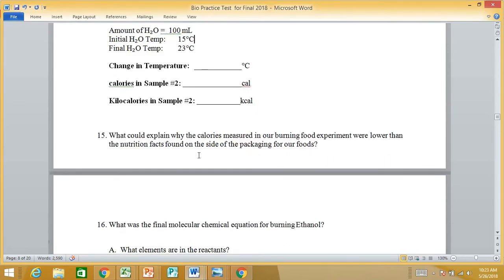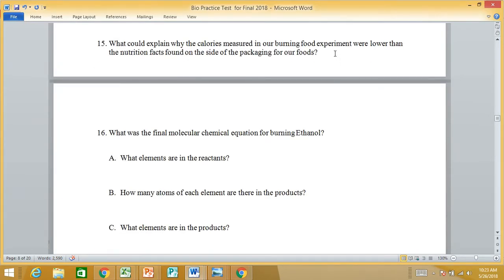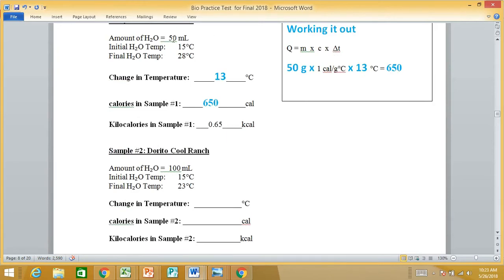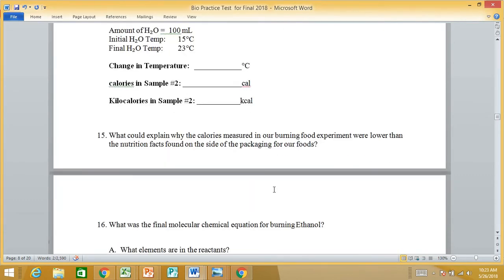All right. What could explain why the calories measured in our burning food experiment were lower? Well, we didn't have a perfect experiment going on, right? We had heat loss, which should have gone straight to the water, because the key thing is to measure the temperature change in your water to determine how much energy is being lost by the food. But the heat didn't only go to the water, it also went into the outside air. And so that's going to be losing some of our data.